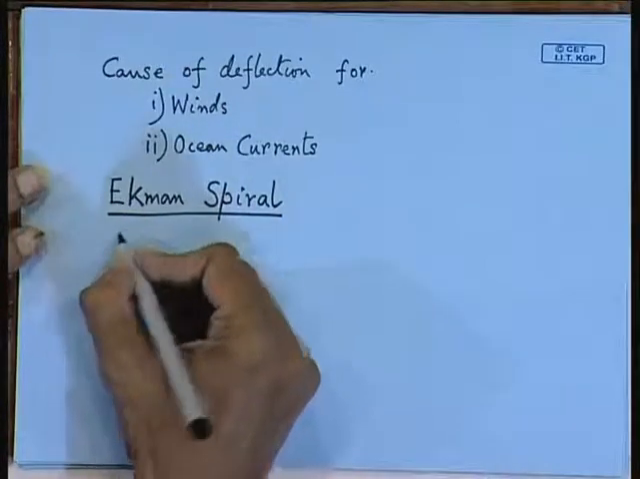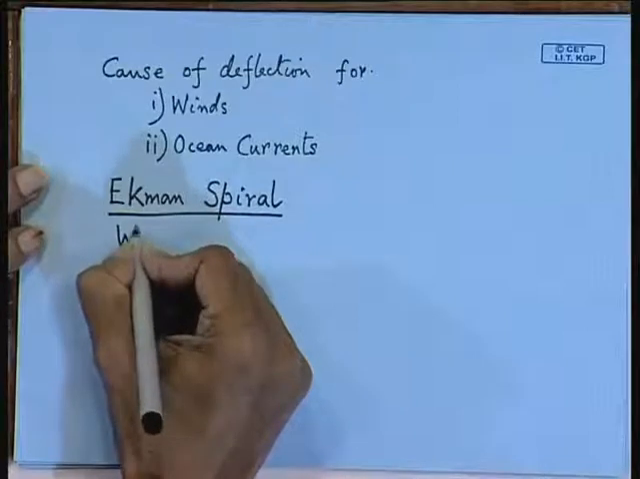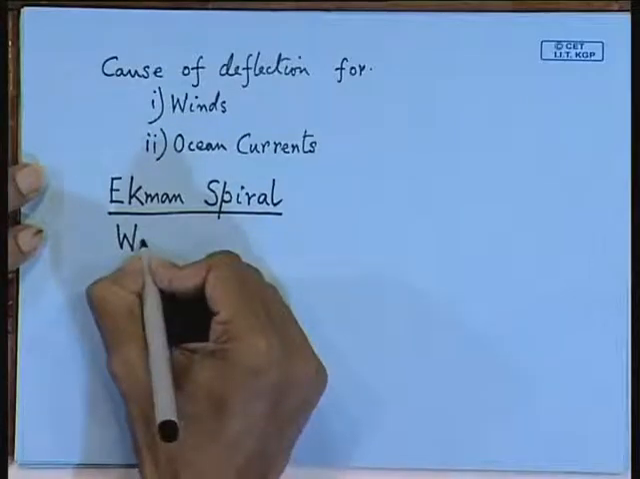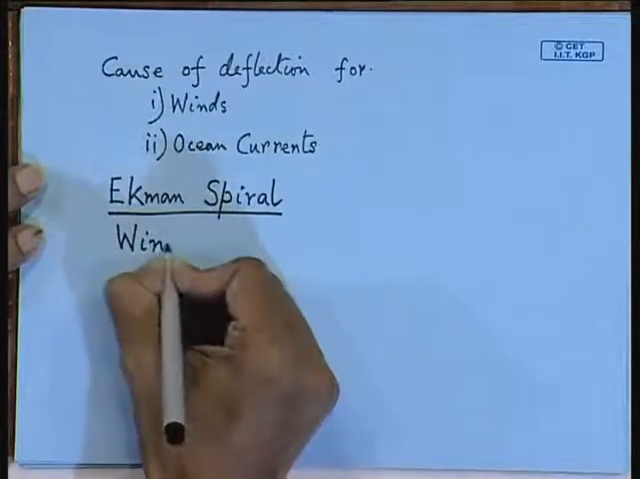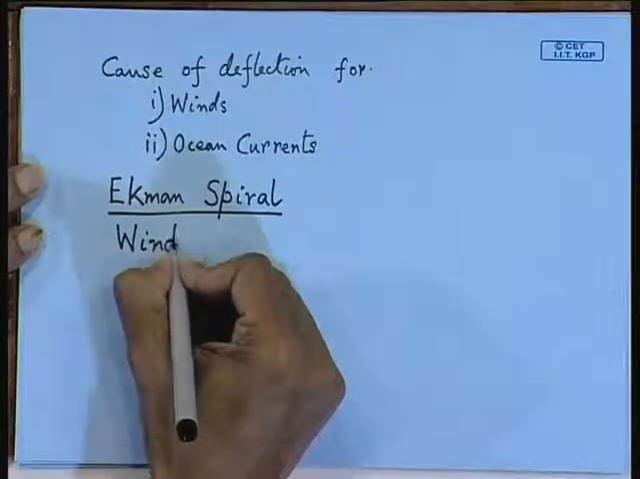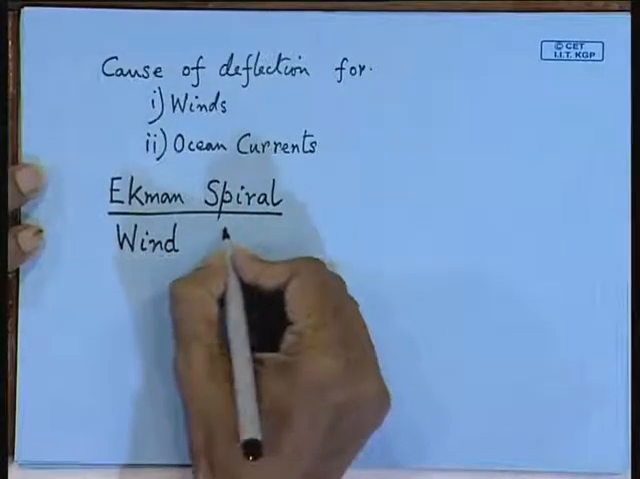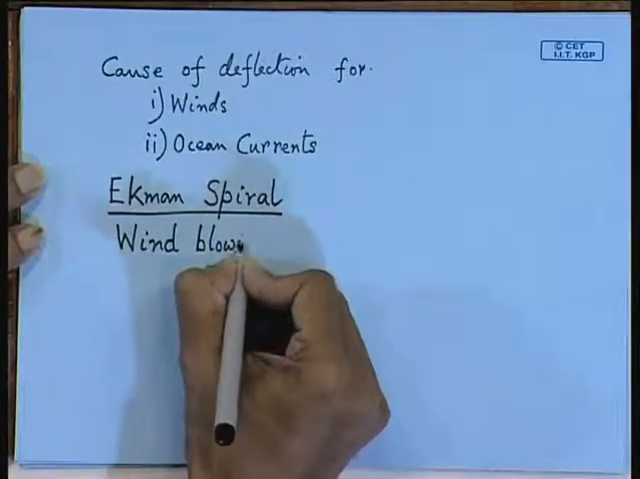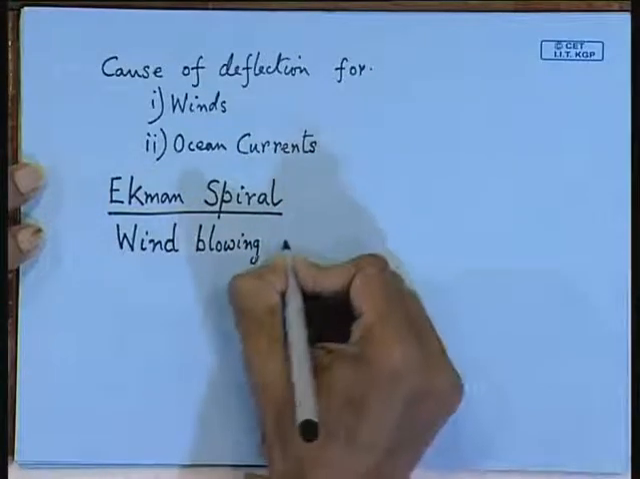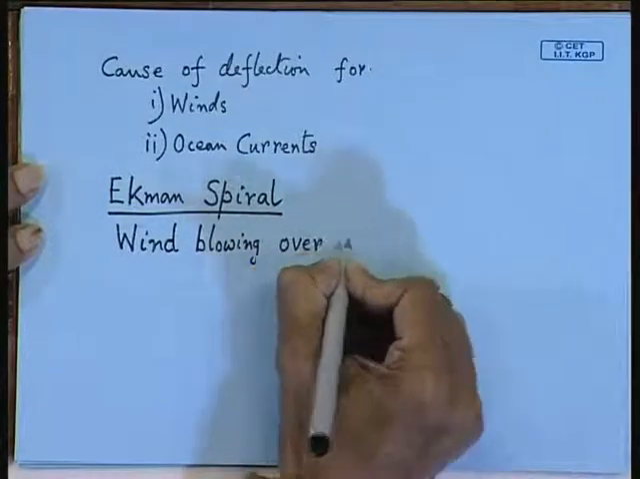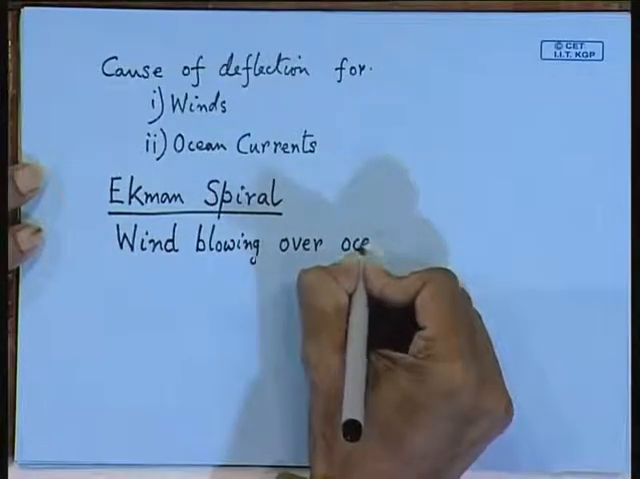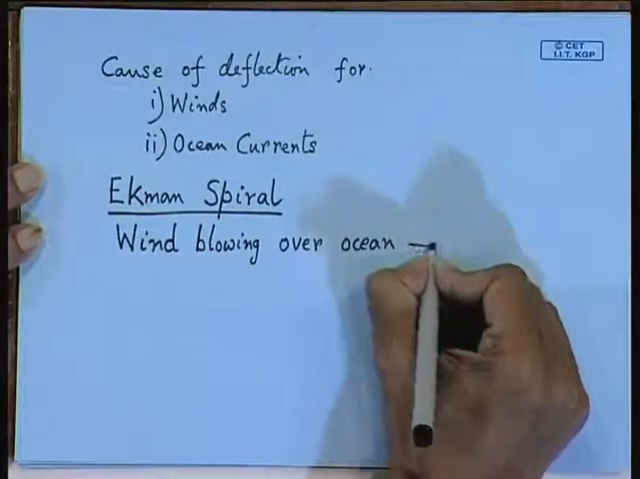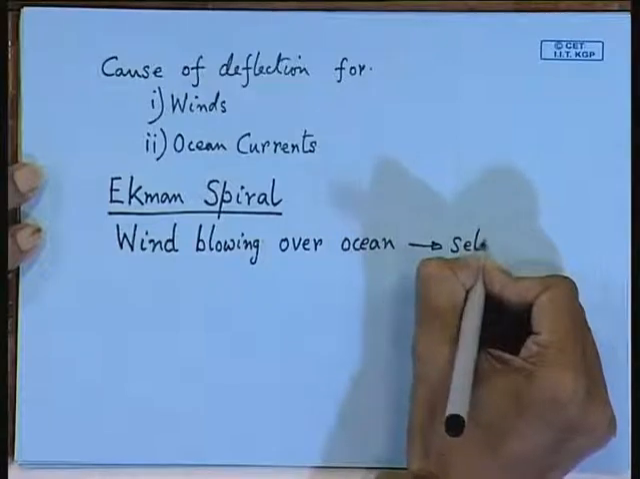Now this is caused by wind. So the major cause of the Ekman spiral, I will explain what this Ekman spiral is, but the main cause is the wind. Now this wind blowing over the ocean actually sets water in motion.